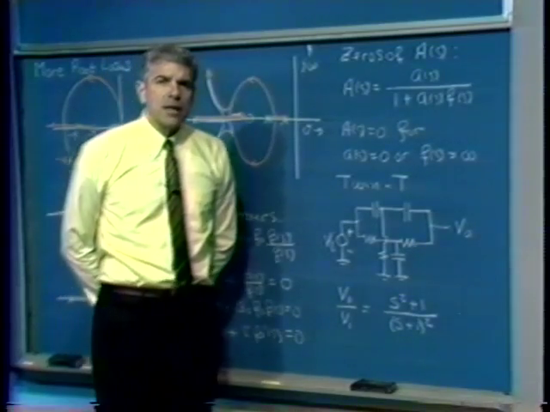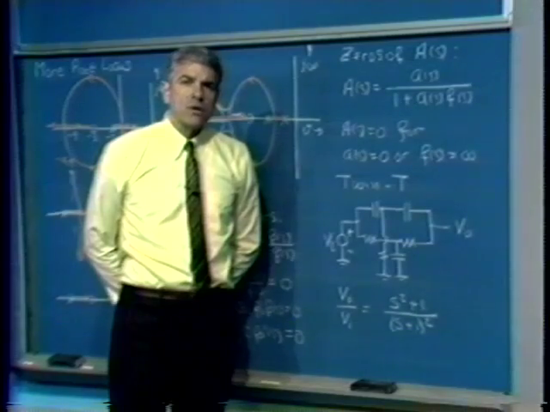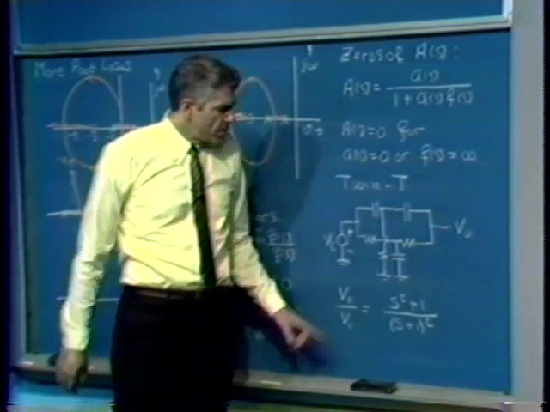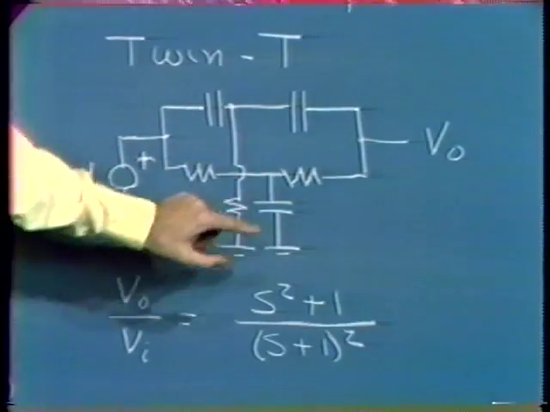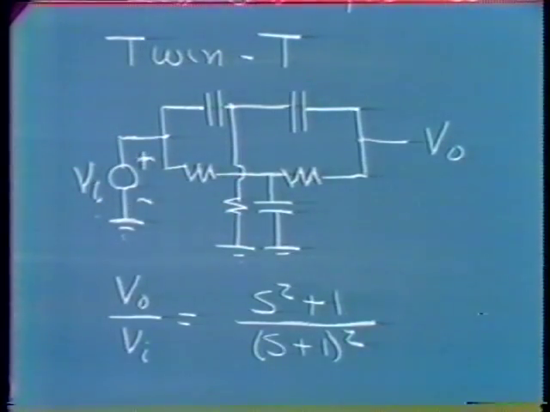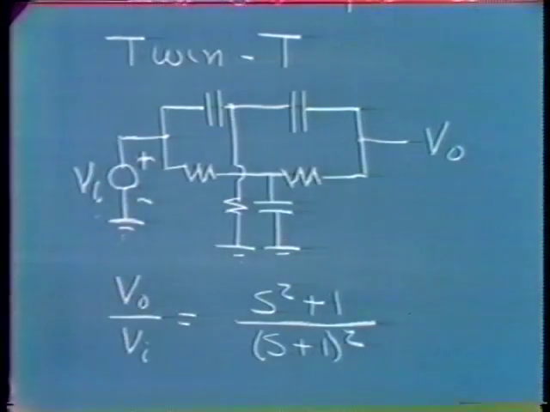And the example that I'd like to use is a frequency selective amplifier that uses a network known as a twin T. The basic topology of a twin T network is as shown. There are 3 capacitors and 3 resistors, and we can then evaluate the input to output transfer function for that sort of a network.